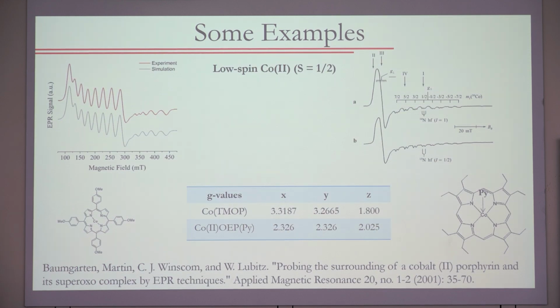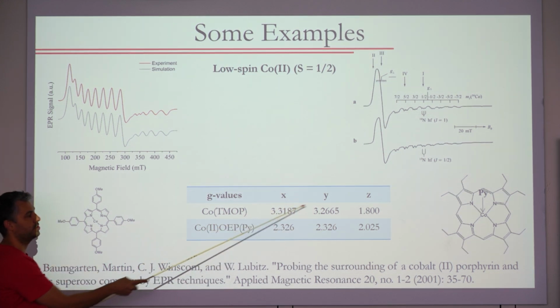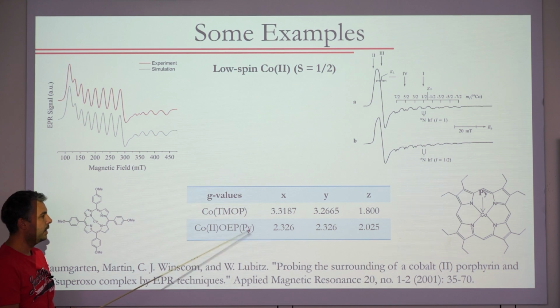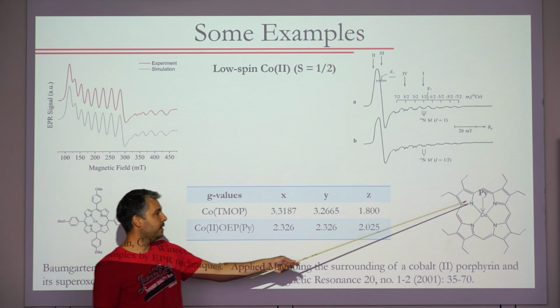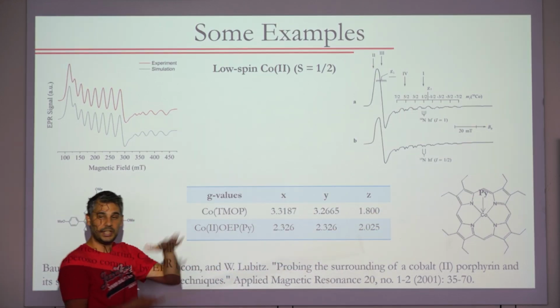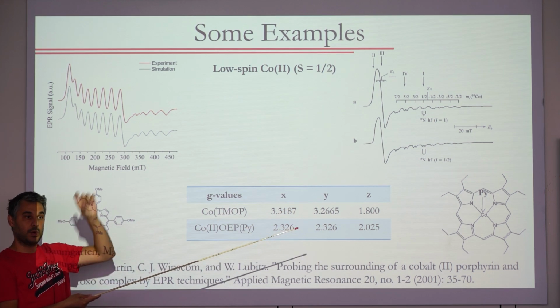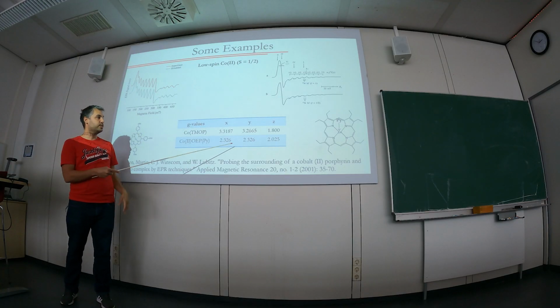Then this is another example. Again, this is a cobalt, low spin cobalt 2 porphyrin that is actually low spin but has really big G values and really big hyperfine values. So these are the G values, for example, 3 point something, 1.8. And this is another porphyrin, but when you put an apical ligand, you change those energies between the dz squared orbital and the others, so you reduce the G values.